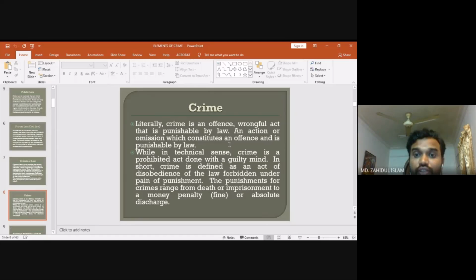So crime is an offense, a wrongful act that is punishable by law. You have to find out whether something is punishable by law; if so, that is a crime. If something is not punishable by law, that is not a crime.